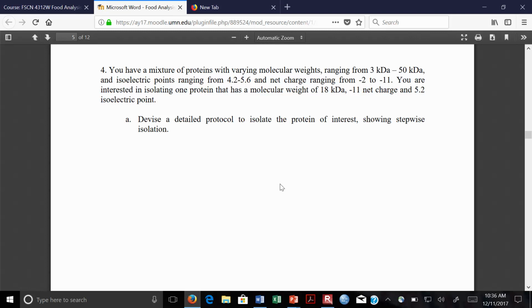Okay. I gave you isoelectric point, pH. So pH precipitation. So I would just, after I get the 18 or around 18 kilodalton, there will be a couple of them that have similar molecular weights. So I would get that fraction, and then I would bring the pH down to the isoelectric point of 5.2, centrifuge, discard the supernatant, take the precipitate.